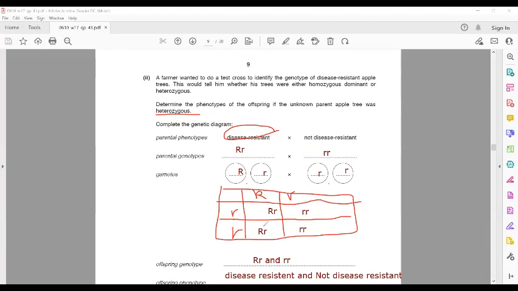And you see this is the ratio of the genotypes and the phenotypes. The offspring genotypes are Rr heterozygous and also rr homozygous, the small one. And what is the offspring phenotype? One of them is disease resistant and the other one is non-disease resistant.